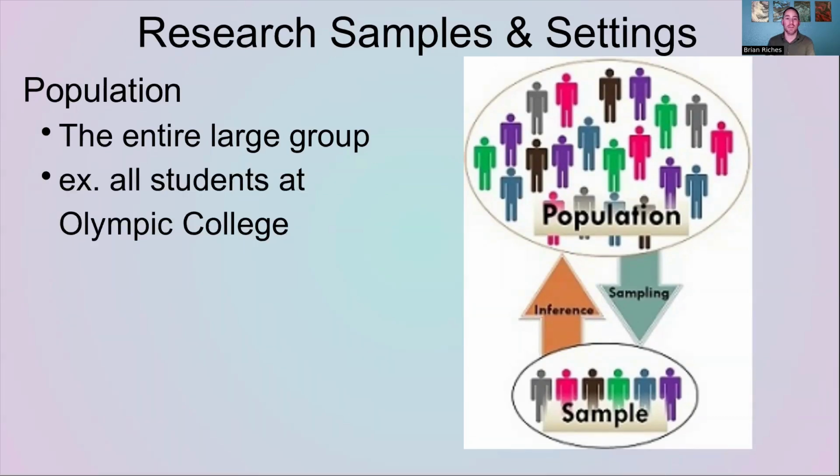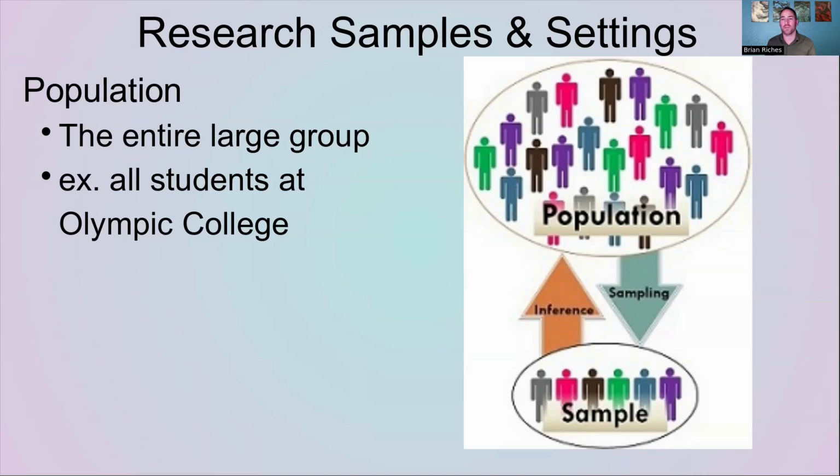So the population is the entire group. You could think of the population of the world is every single human on the face of the planet. The population of the United States of America is however many people are in the United States of America. So that's the entire population. You could think of the entire population of the state of Washington or a particular county that you're in. So that's the entire group.